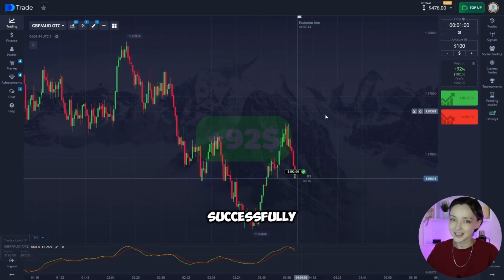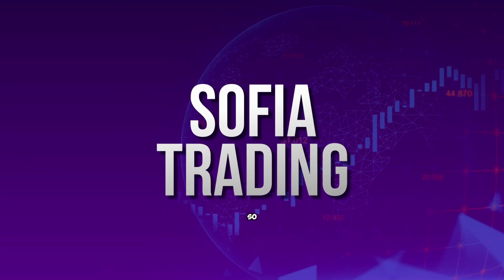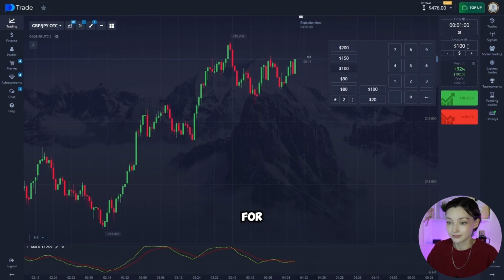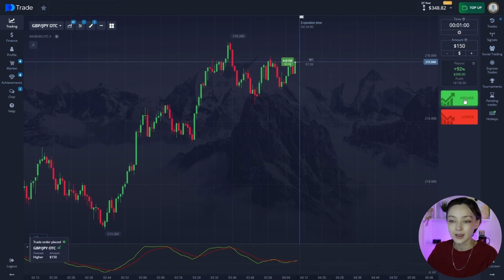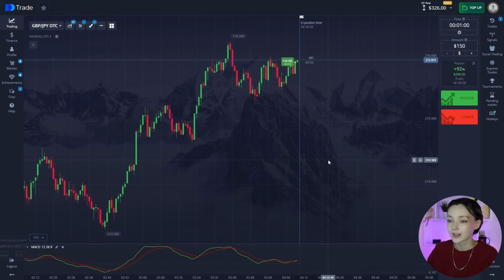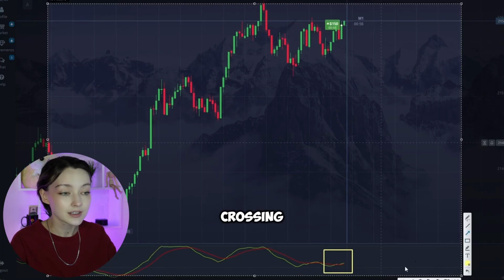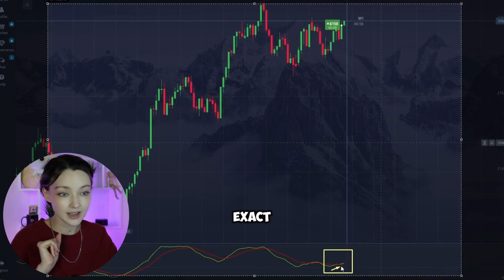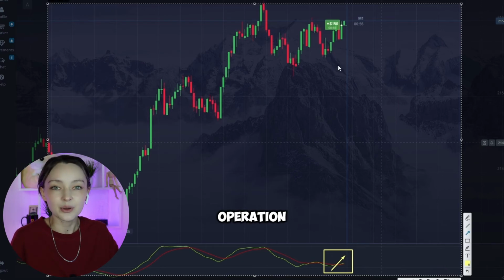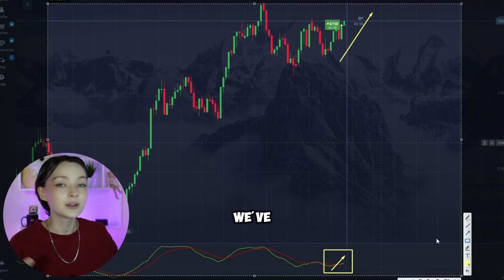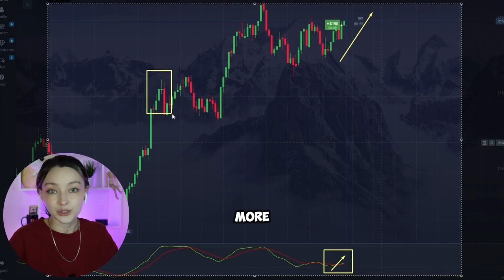And the trade successfully closed in a profit. So, found another really good case for us to work with. Let me increase the deal amount real quick. Placing a trade upwards. So, we can see an intersection. The green line is crossing the red one upwards, to be exact, which tells us the upward motion is to keep going. Aside from everything we've already covered, I want to give you one more advice.